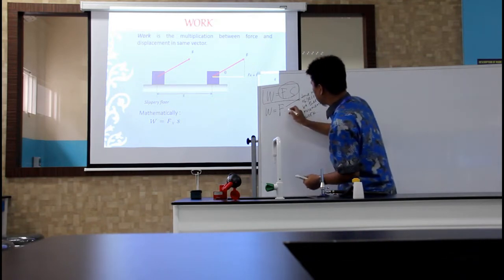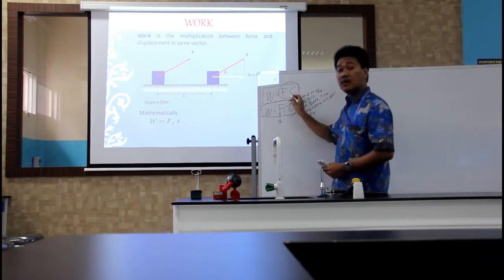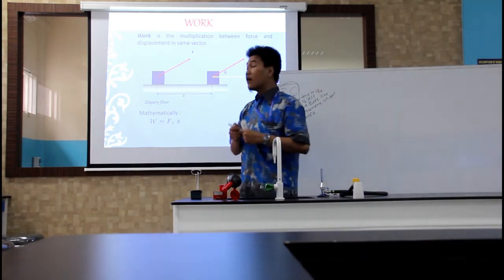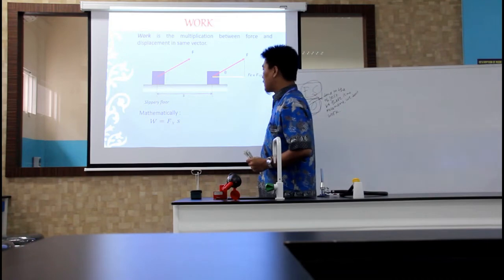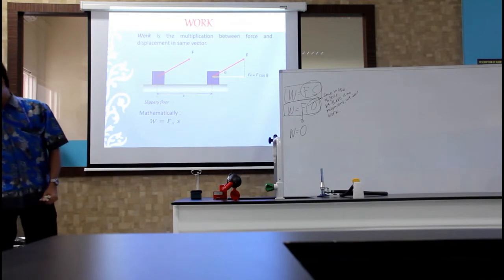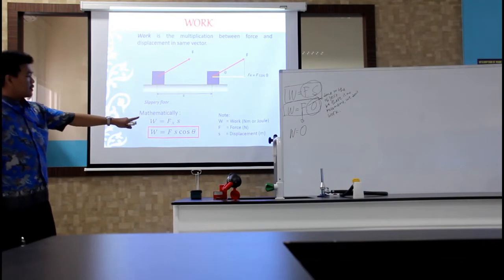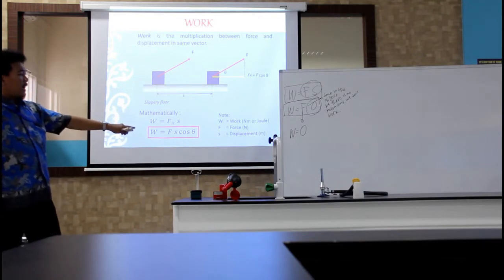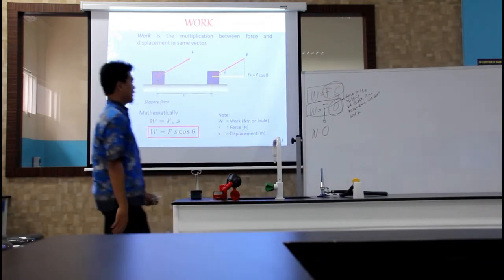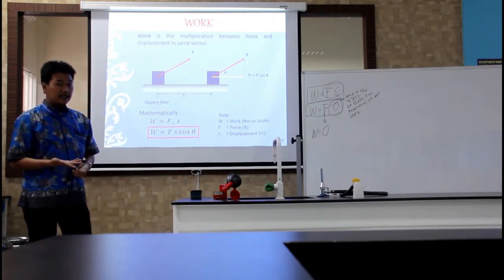If the movement is zero, what is the result of multiplication with zero? Alright, the work is zero also. And then we can multiply for the result in mathematics of work. Okay? This is the note. You have to remember the note. W is work. F is force. And S is displacement. Any question until here?